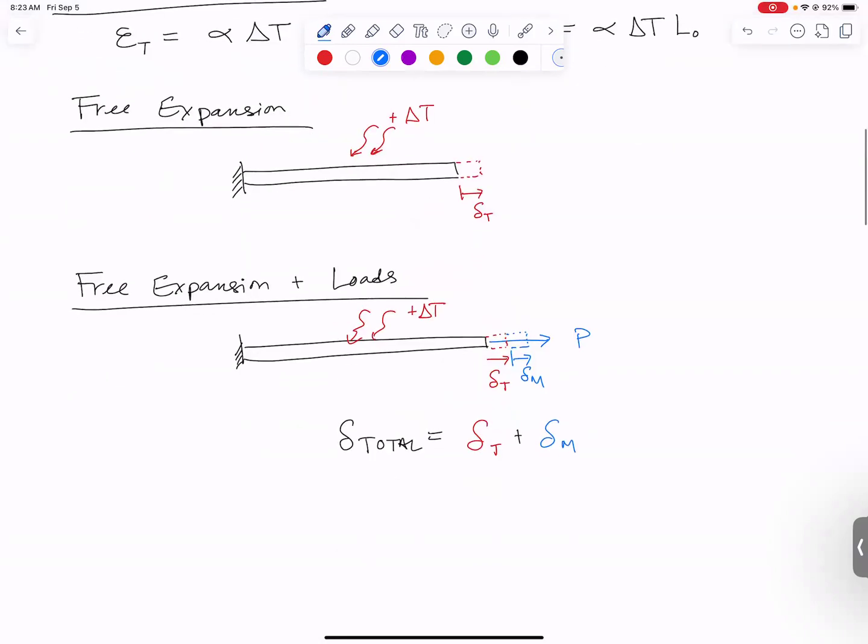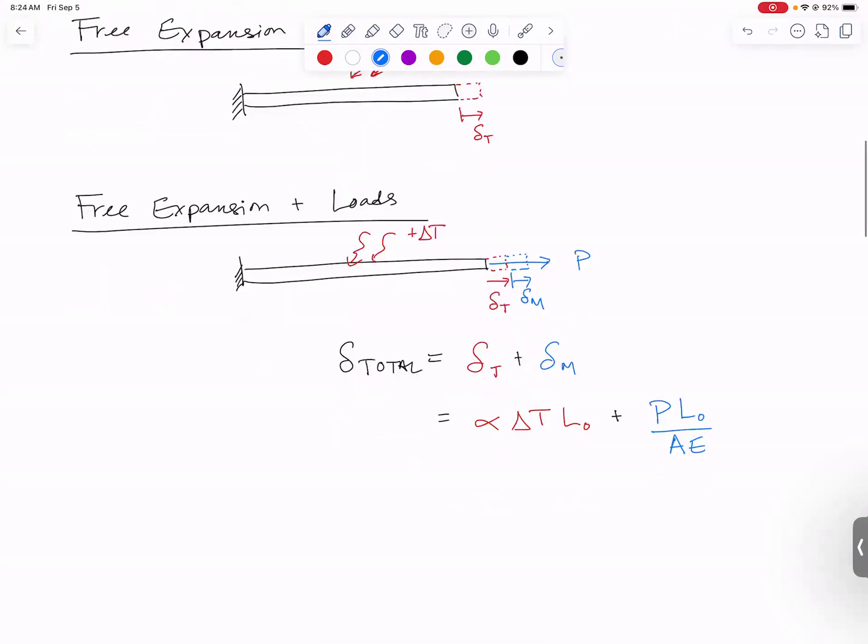And then we can replace those with what they're equal to. Delta thermal is alpha times the temperature change times the original length. And then we add to that our delta mechanical, which is our applied load P times our original length L0 over AE. If we wanted to find not deflection but strain, the total strain could also be determined as a sum of the thermal strain and the mechanical strain.